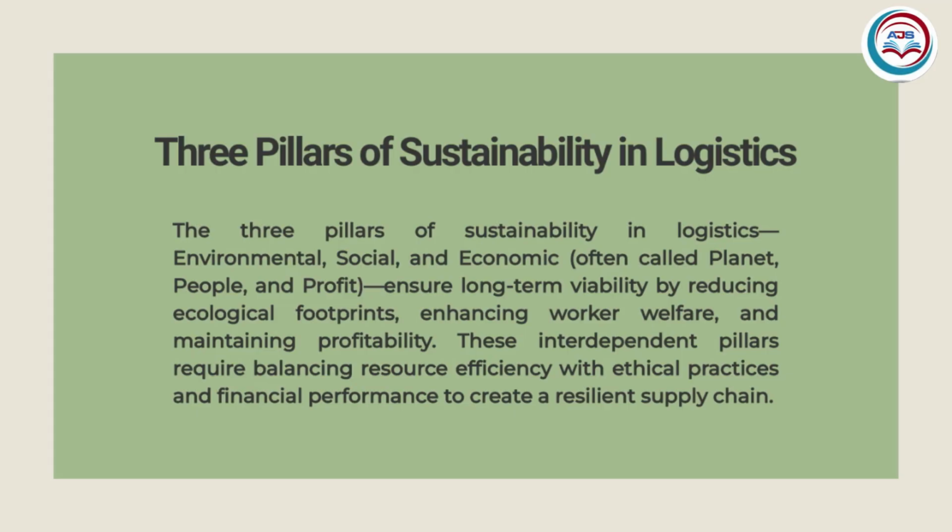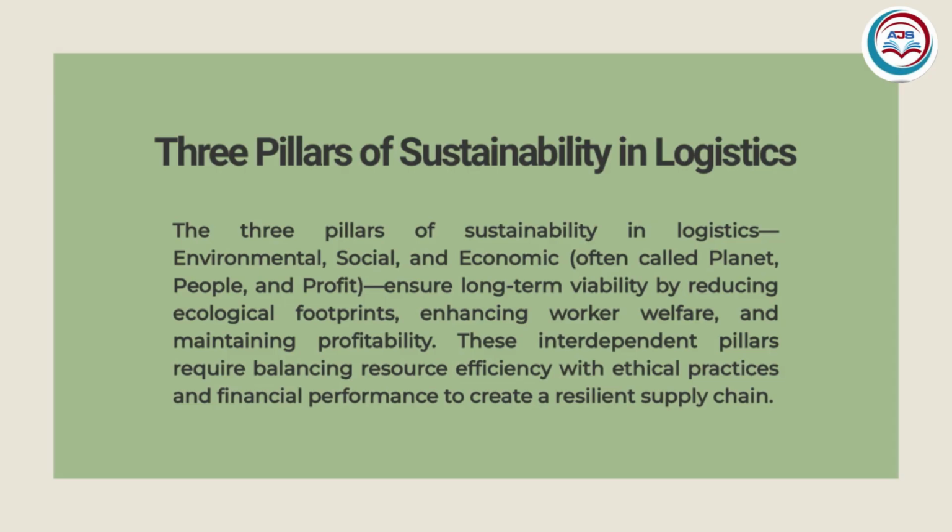Then we have the social pillar, which emphasizes the importance of worker welfare, fair labor practices, and community engagement. Lastly, the economic pillar, which is all about maintaining profitability and financial health. What's really important to understand is that these pillars are interconnected. They don't stand alone. Achieving true sustainability means balancing resource efficiency with ethical practices and solid financial performance.